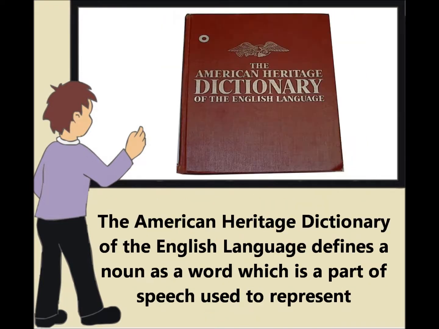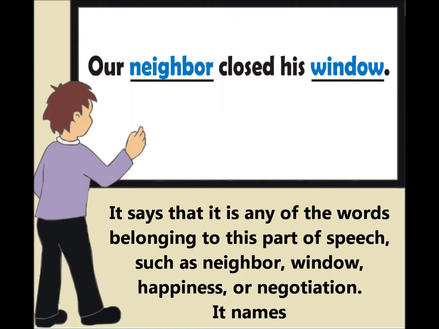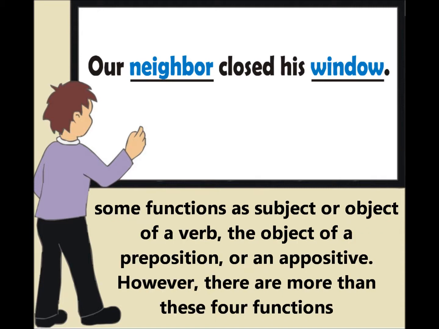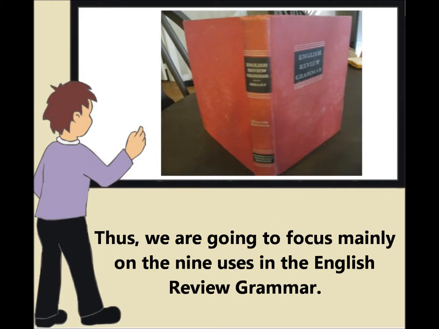The American Heritage Dictionary of the English Language defines a noun as a word which is part of speech used to represent living or non-living things, places, and abstract ideas. It says that it is any of the words belonging to this part of speech, such as neighbor, window, happiness, or negotiation. It names some functions as subject or object of a verb, the object of a preposition, or an appositive. However, there are more than these 4 functions that the dictionary mentions. Thus, we are going to focus mainly on the 9 uses of the English Review Grammar.